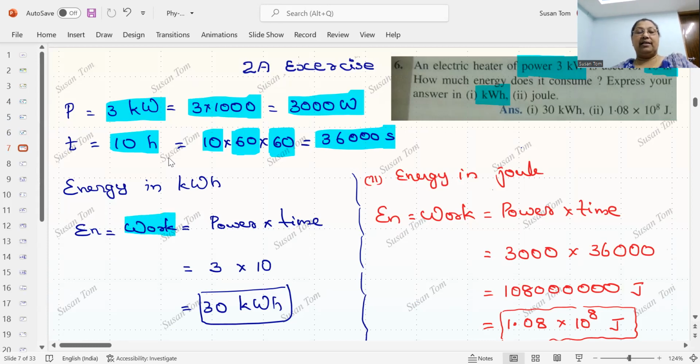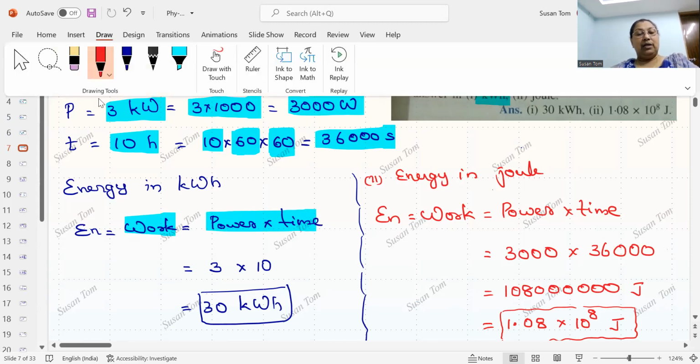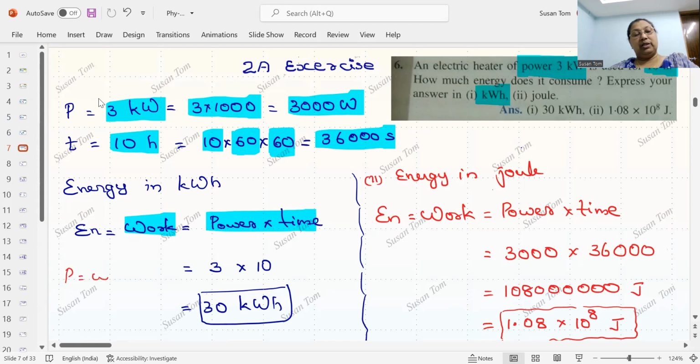Energy is work done, which is equal to power into time. What is this equation, children? This is actually, we know power is equal to work upon time, right? Work upon time. So from this, when time is multiplied with the power, you get work. So we can rewrite this equation: work is equal to power into time.